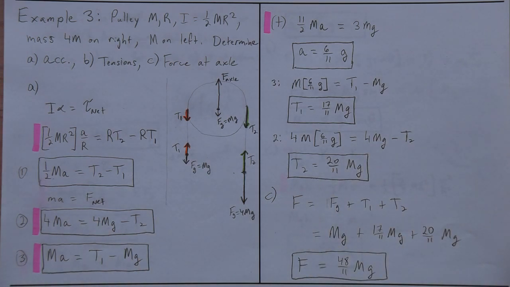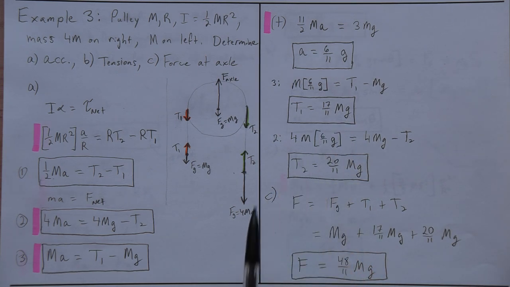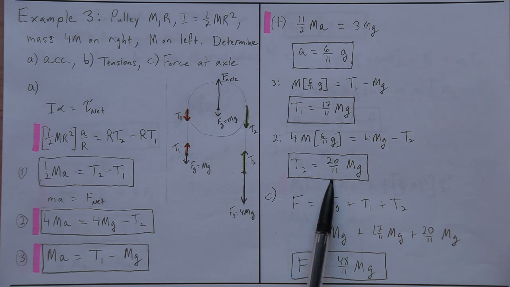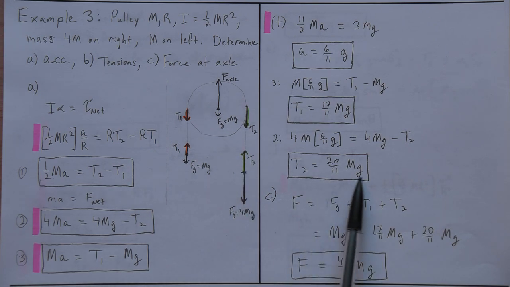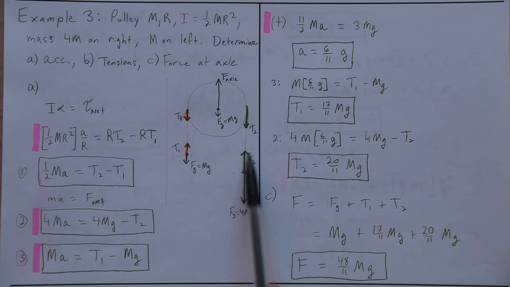I just want to point out that the sizes of the tensions follow what I was saying, that this has to be greater than 1 mg. It is greater than 1 mg, okay? But it has to be less than T2. It is less than T2, right? And T2 has to be less than the force of gravity here, 4 mg. Yes, that is. 4 mg is 44/11. So this is smaller, okay? So it satisfies the requirements.